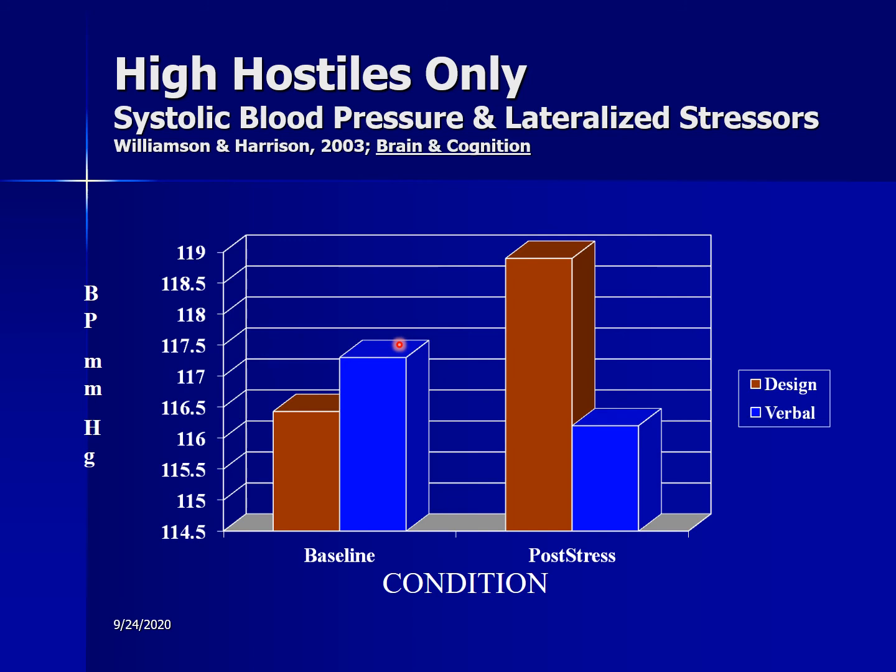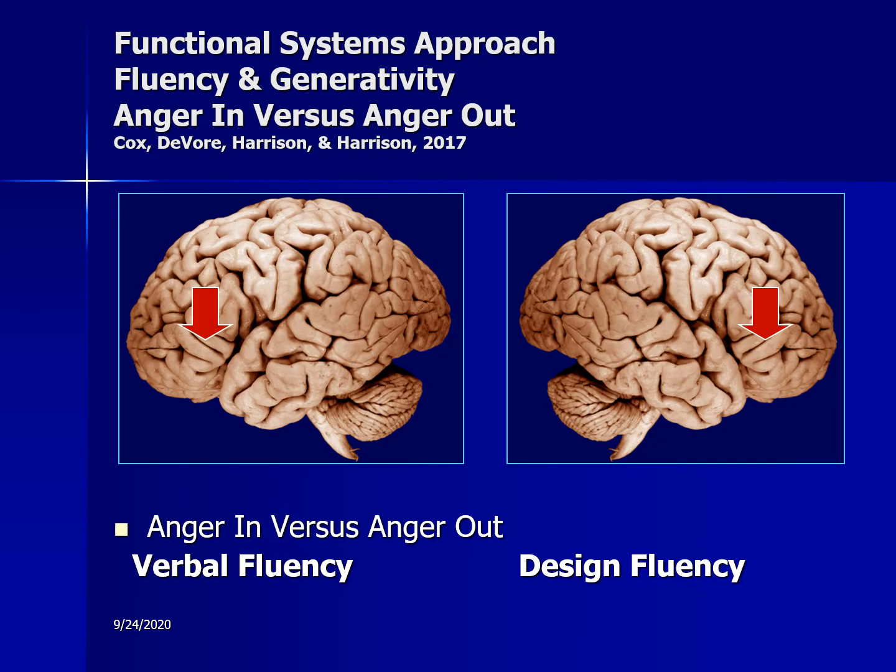So we can send blood pressure up or down in hostile, violent, prone folks. We can activate sympathetic drive by doing design fluency with right frontal lobe stress. We can lower sympathetic drive by doing verbal fluency, just simply producing words. And if we made the words happy, we get significant lowering of blood pressure beyond that. So in our neuropsych evaluation now, we also looked at anger in versus anger out with verbal fluency and design fluency, but I don't have those results in here for you.